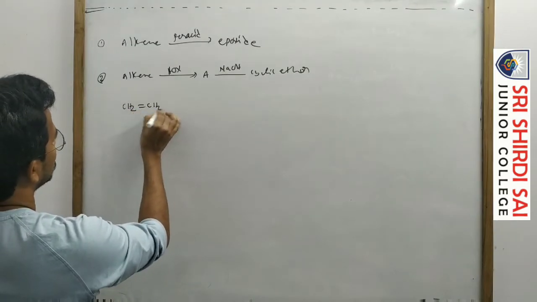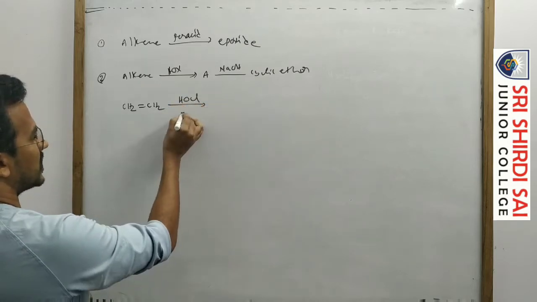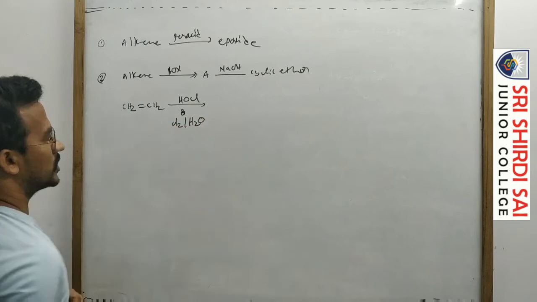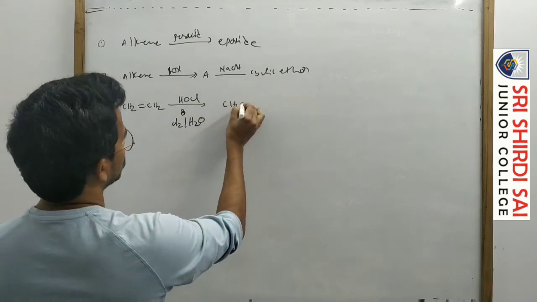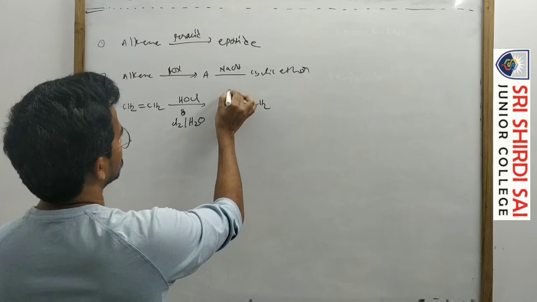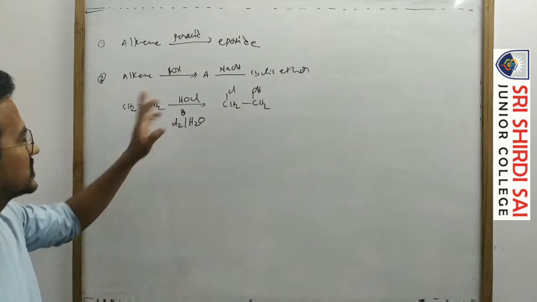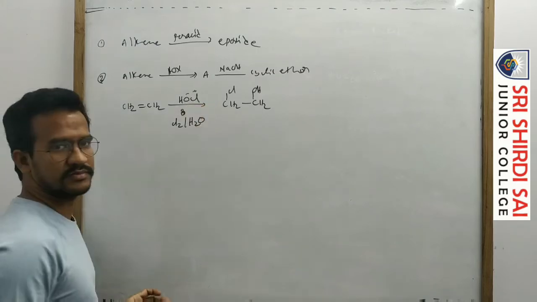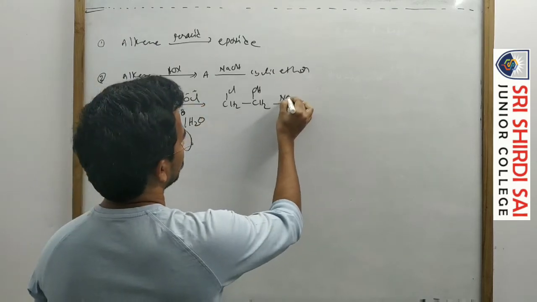CH2=CH2, this one treating with HOCl. HOCl addition is nothing but Cl2 and H2O. In this case, what is the product actually? CH2(OH)-CH2Cl, with HOCl, hypochlorous acid. Markovnikov addition takes place, OH minus, Cl plus. So in this case, this one reacting with NaOH.